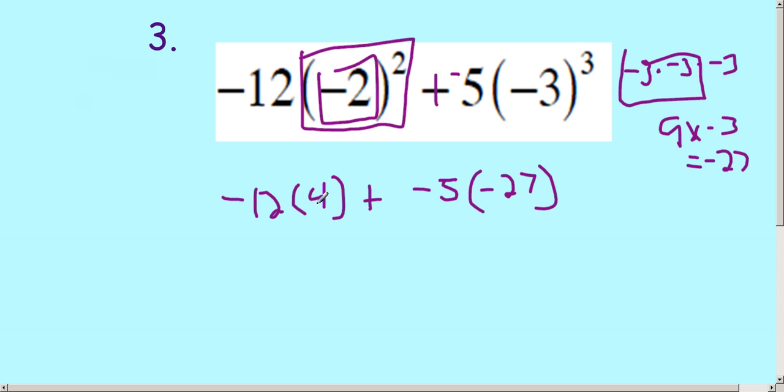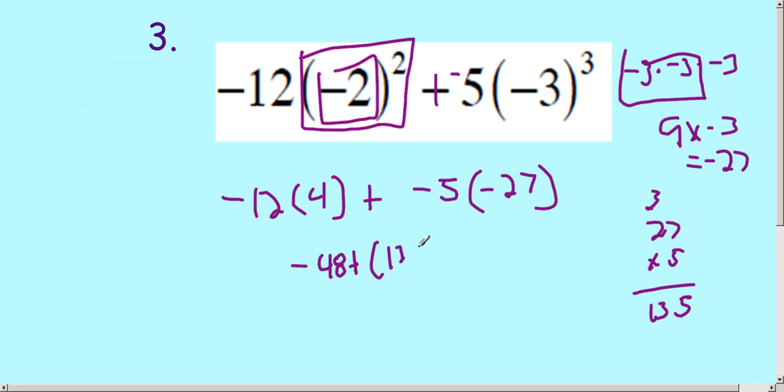Okay, negative 12 times 4 is negative 48. Negative 48 plus negative 5 times negative 27. So I'm going to have to do that out here on the side. 27 times 5. Well, that's 35. Carry our 3. 5 and 2 is 10, and 3 is 135. Negative times a negative is a positive.